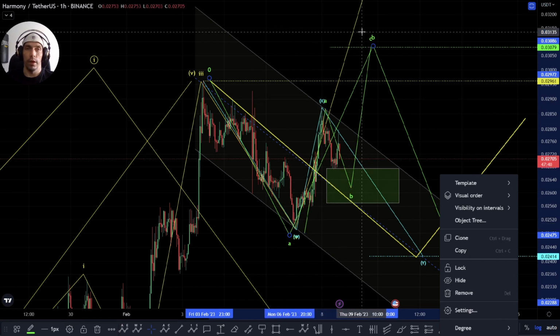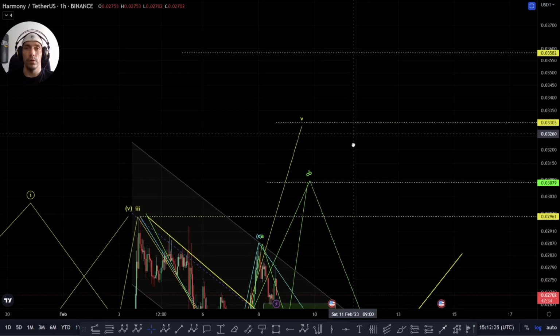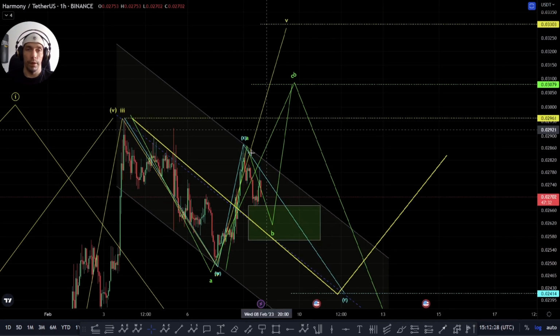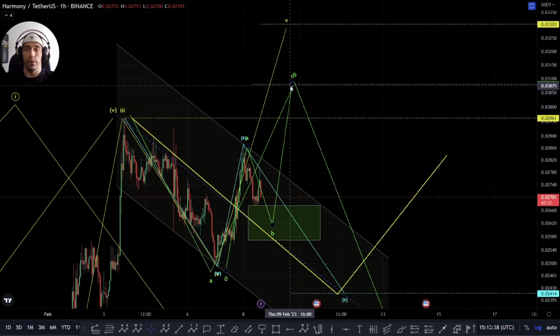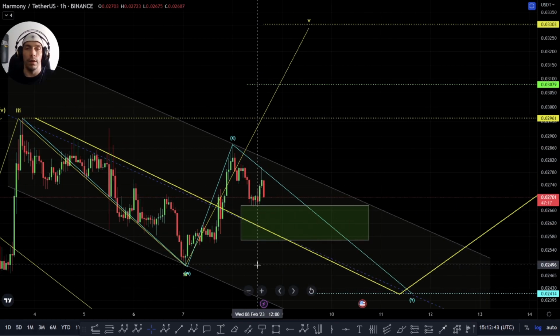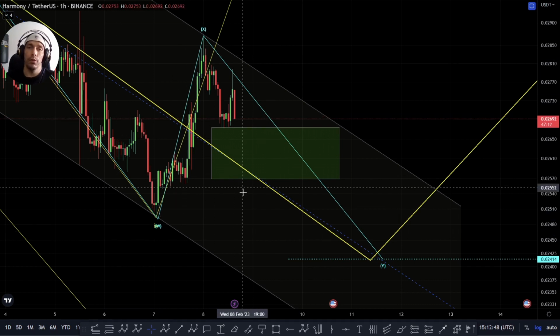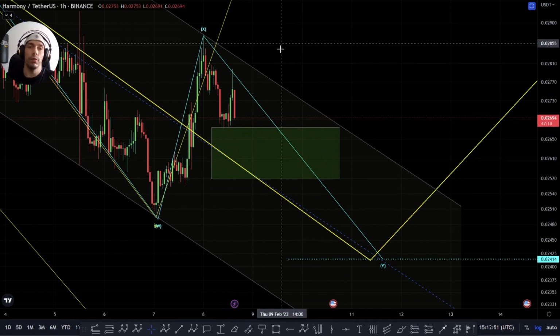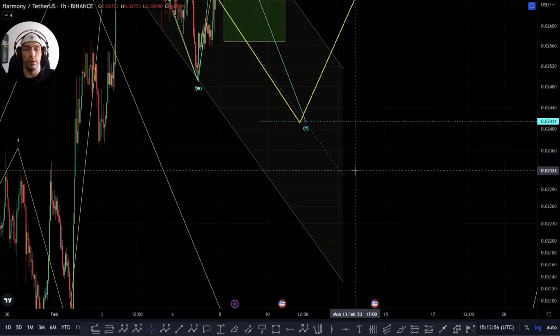Alternatively, it could just be a truncated 5th in this diagonal if we get this 3-wave move. There's no need for it to go all the way up there. It could quite easily just truncate and complete here if it does play out like that, and then we could just look for that breakdown from the C wave point here. So yeah, there's a couple of possibilities. It really depends if we manage to hold this green support box area and this low point. If we do manage to hold these zones, we can potentially look for that continuation up. But if we fail to do so, I would be looking for this continuation to the downside.